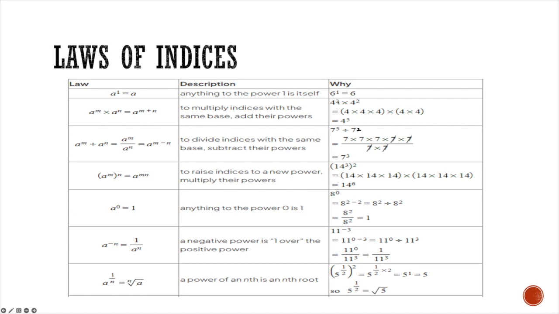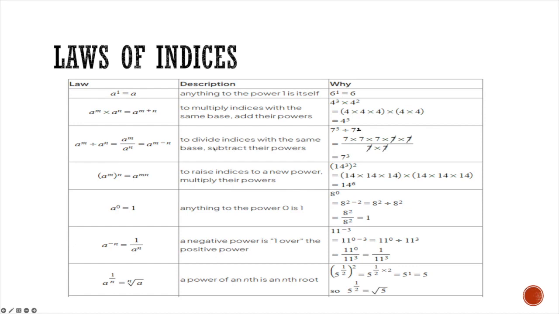One example, 4 to the power 3 into 4 to the power 2. So 4 to the power 3 means 4 into 4 into 4, and 4 into 4 is 4 to the power 2. So total 5, 4 to the power 5. What we have to do is add together. So 4 to the power 3 into 4 to the power 2 means 4 to the power 5.